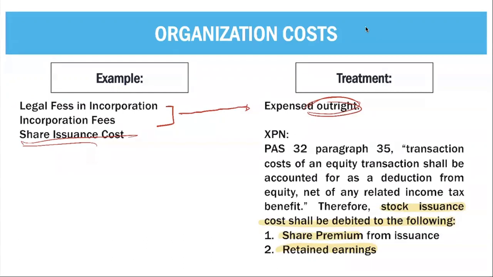Okay? So, these direct costs, the treatment is they are expensed outright. While share issuance costs, what is the treatment? First, share premium during the issuance. If not enough, the retained earnings. Let's have an example.